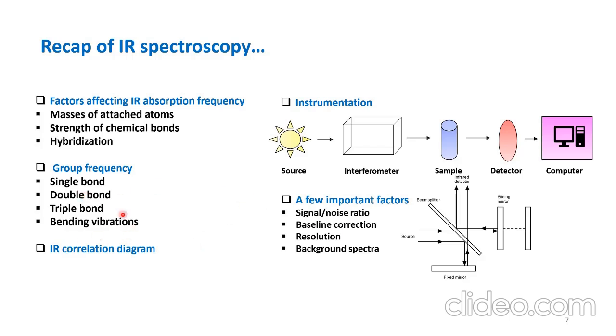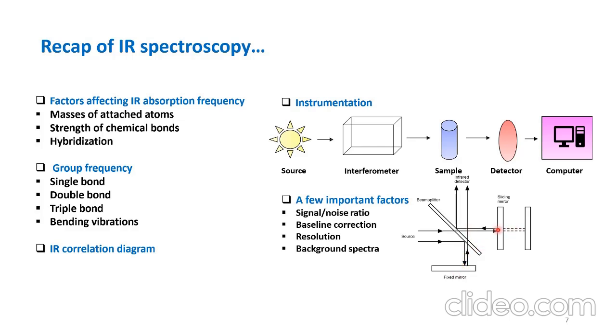Then we'll talk about the IR diagram again, and the instrumentation for FTIR, that is Fourier transform IR spectroscopy. We use an interferometer, that is a Michelson interferometer, and the source goes to the interferometer. It looks like this. It separates the source into two parts: 50% goes to the sliding mirror, and the remaining 50% goes to the fixed mirror.